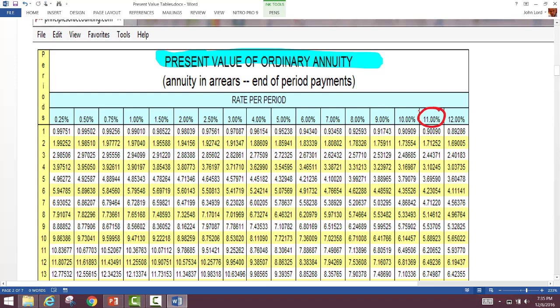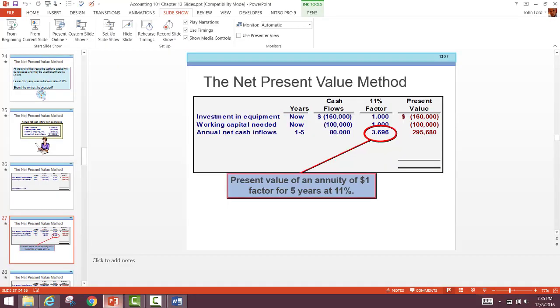Okay, so it's 11%, right? And then what? I'm sitting here, and how many periods was the project? 5 periods with the project, so I'm right here. 3.69590. Was that the number that they used in the example? Pretty close. They rounded, didn't they? We didn't round in ours.